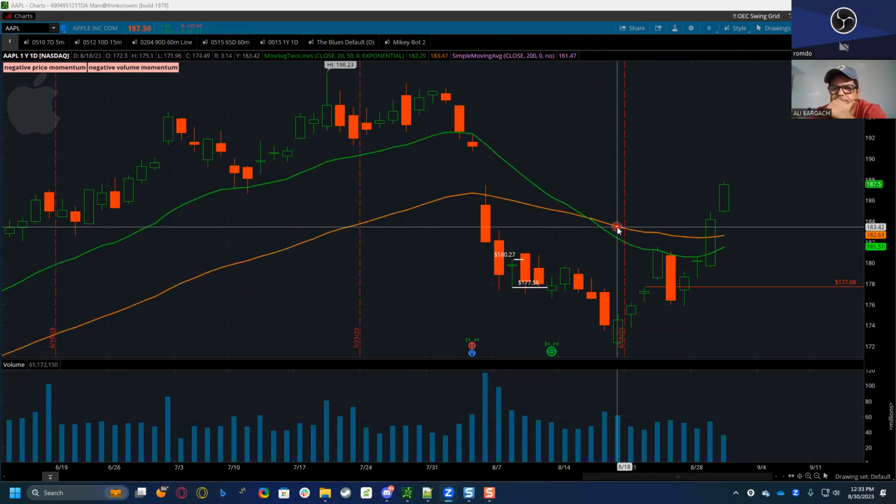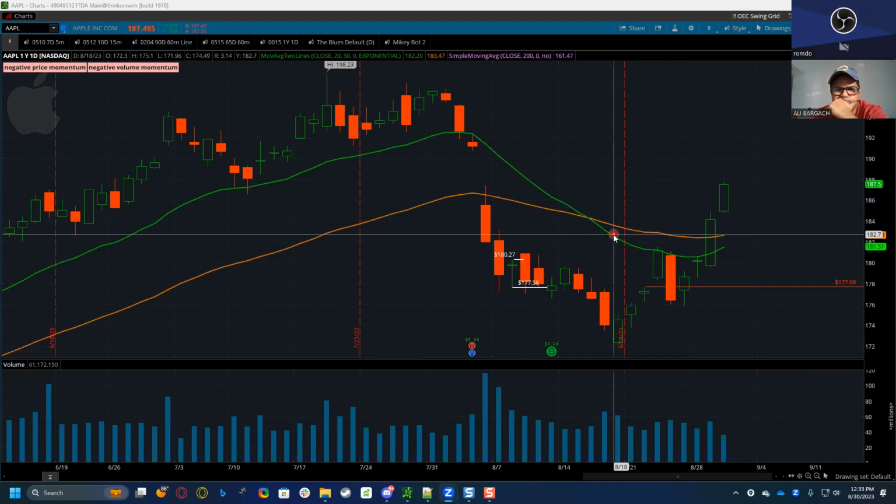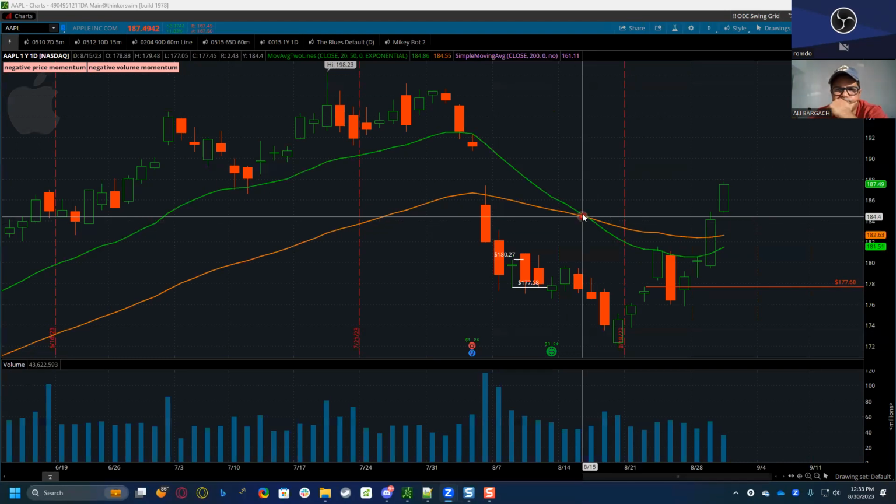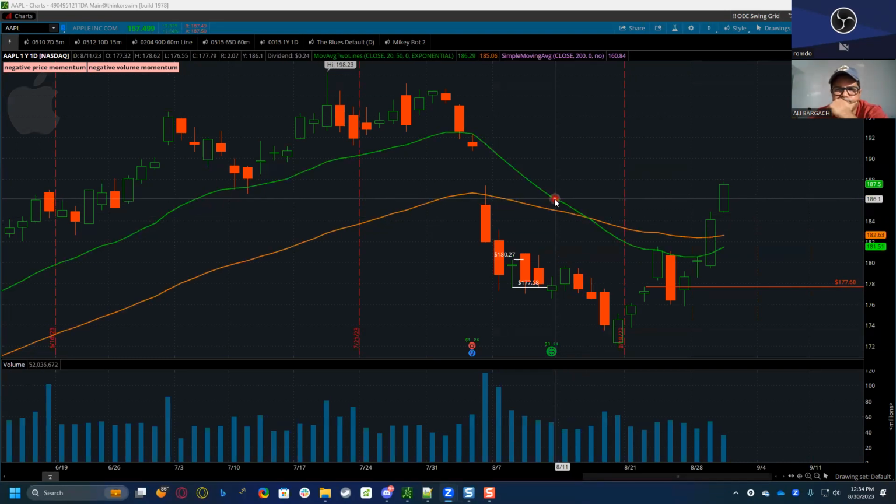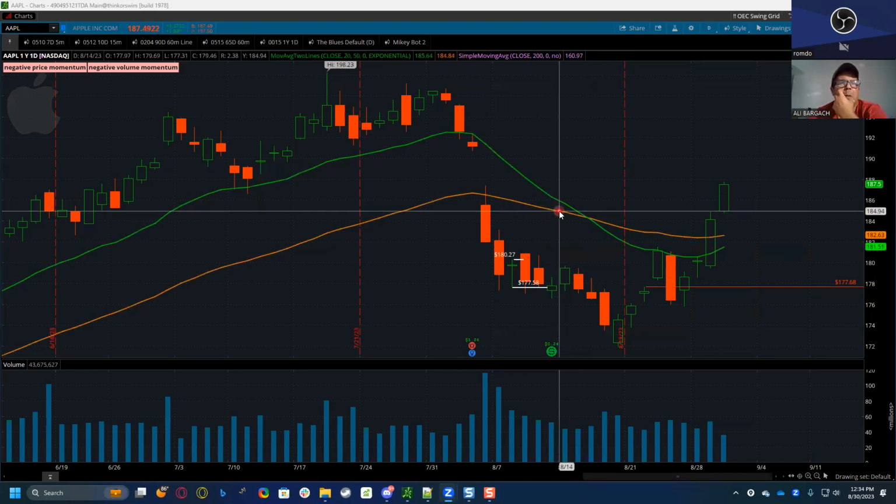I color code my moving averages. We'll just start with trend, what trend is, how we are going to define it, and then how we're going to find it and measure it. My moving averages: green for the 20, orange for the 50, purple for the 200.